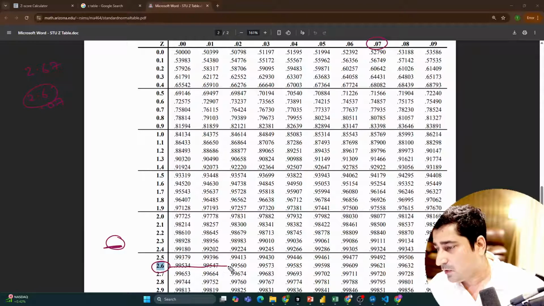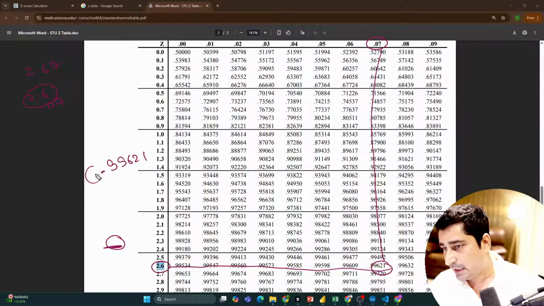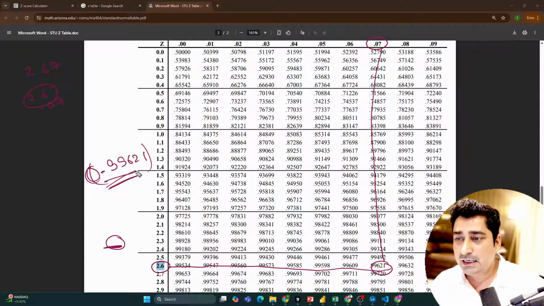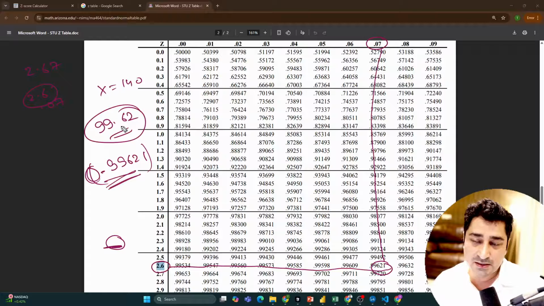Now, if you draw a line, this value at the intersection, which is 0.99621, is representing the area. So I can say that a student X who has an IQ score equal to 140 is better than 99.62% of the class.